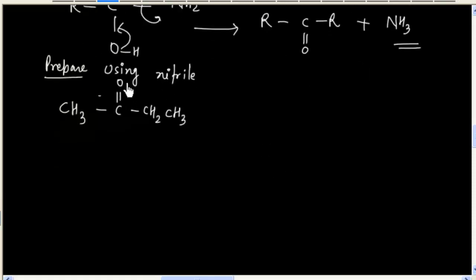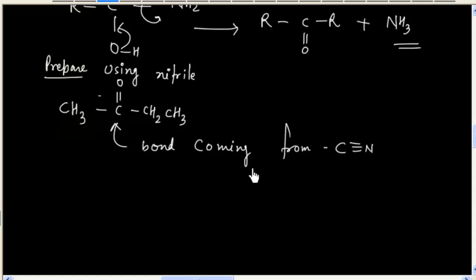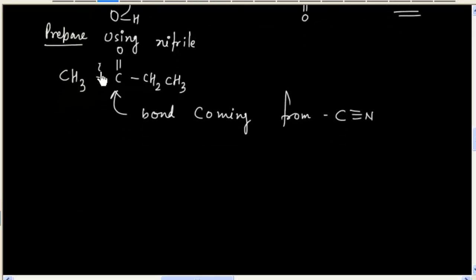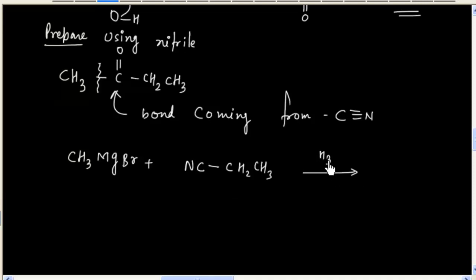So you see this CO bond is coming from CN. So if you see the mechanism, it is clear that this CO bond is coming from nitrile. And another part is coming from Grignard reagent. So we have two options. So we can break from here. In that case, we will have CH3MgBr as the Grignard reagent and CH2CH3CN as the nitrile. And this upon hydrolysis will generate the desired product.